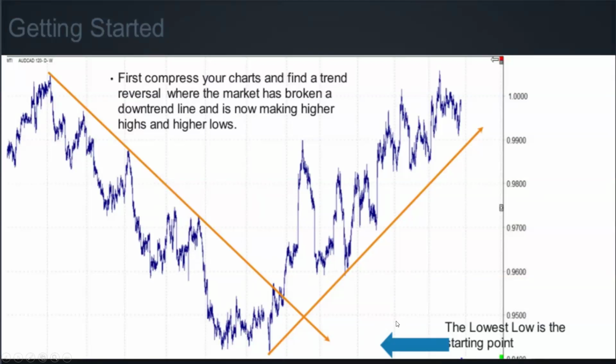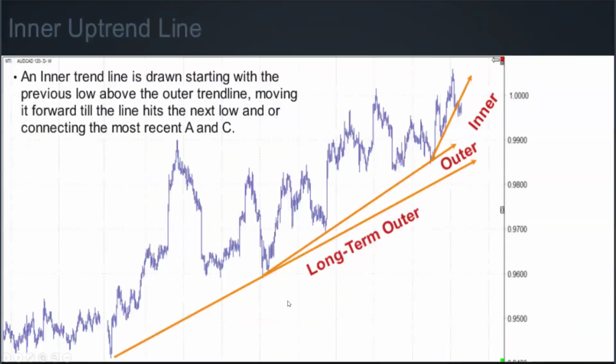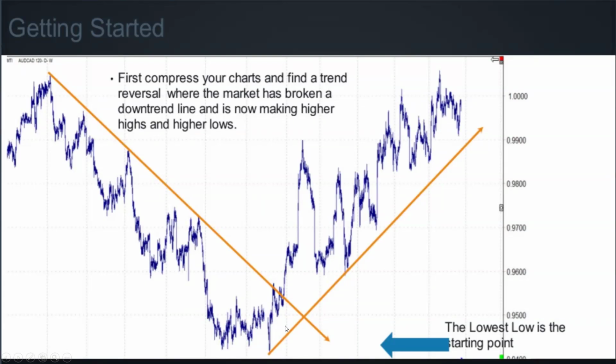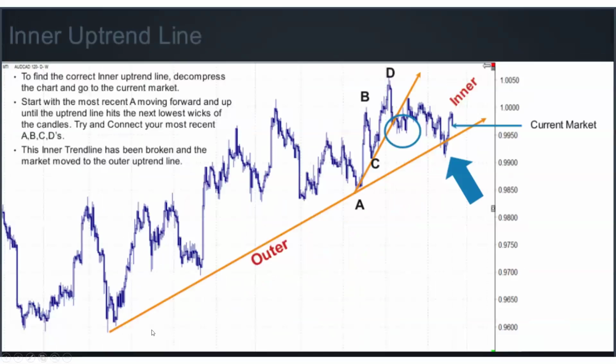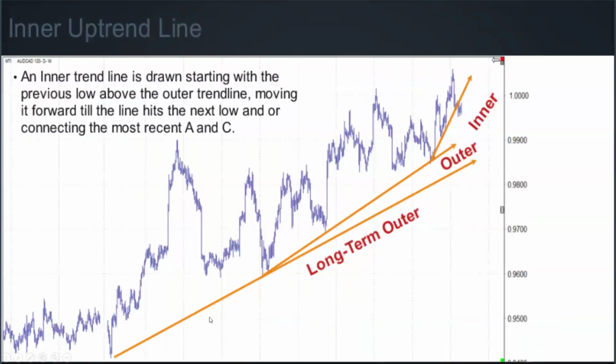Now, for you to draw the trend line, look at it. The lowest point is the starting point. You go there, you pick the lowest point. When you pick the lowest point, you pick it and stretch it out.